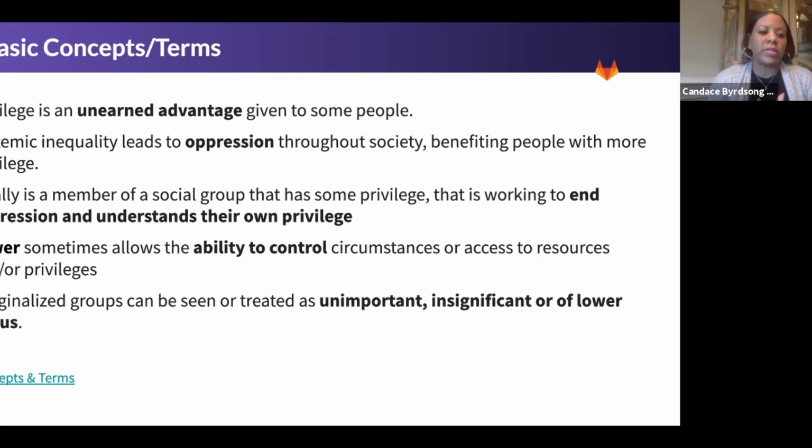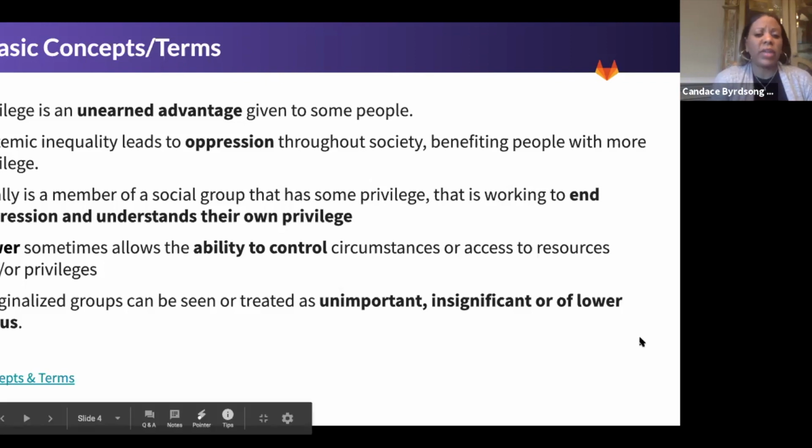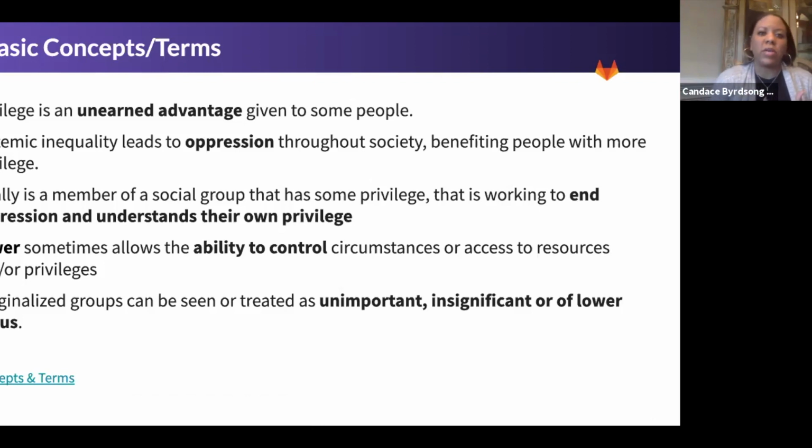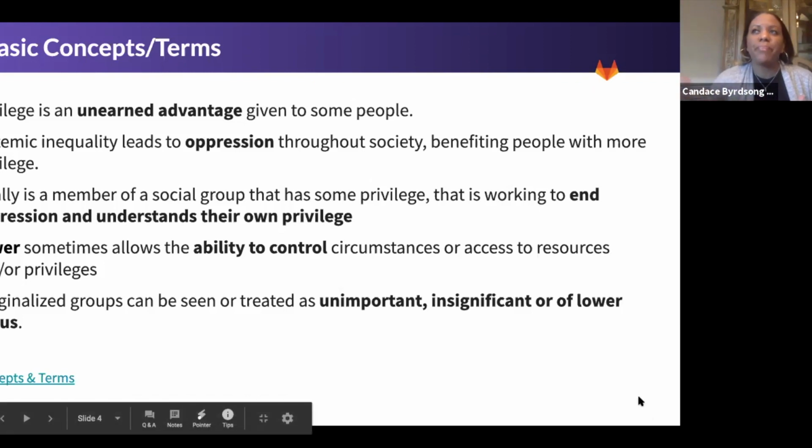And then the last thing that we might discuss that comes up are marginalized groups, which can be seen or treated as unimportant, insignificant, or lower status. And it doesn't have to be, again, any particular diversity dimension. This could be someone who's an individual contributor who someone might feel, oh, you're junior in your role, so your voice doesn't matter, as an example, or you have less experience. So we don't really want that input. So it gets dismissed to the side. It just could be something that relates to status and things of that nature. There's a link at the bottom that talks additionally about concepts and terms. At your leisure, please feel free to look at it, and we'll go to the next slide.